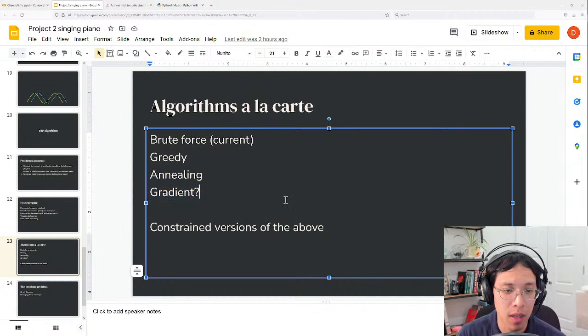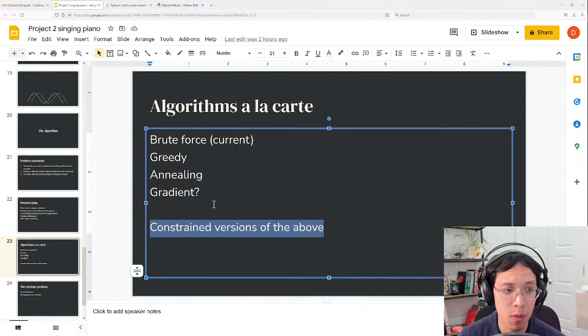The last one I'm thinking of is maybe trying gradient descent to optimize this. So that's what machine learning people do. They try to optimize everything with gradients. So we could do that as well, I guess. The tricky part is that all of these algorithms will need to be constrained somehow, which basically means we need to limit how many notes are being played and where.